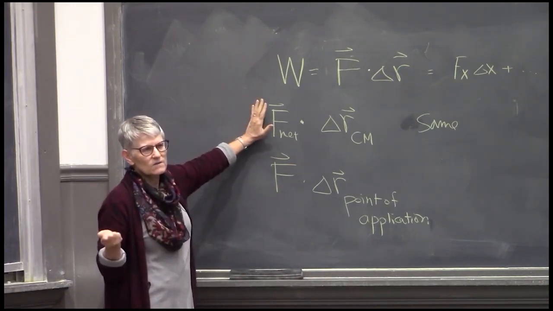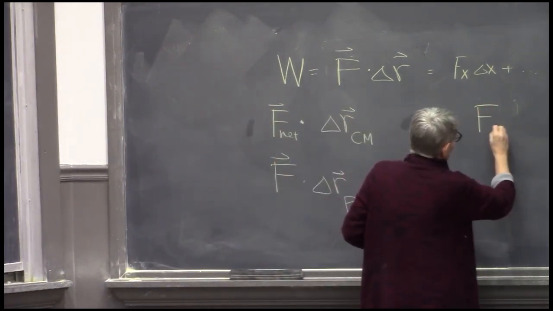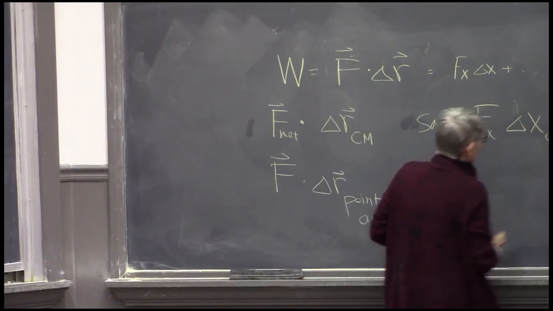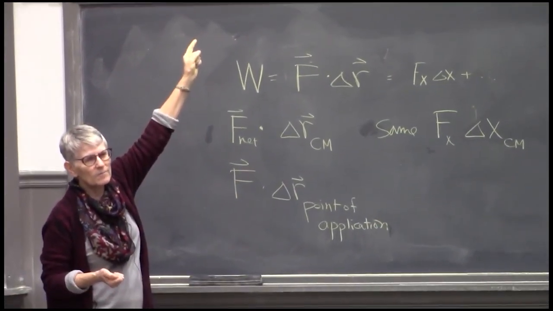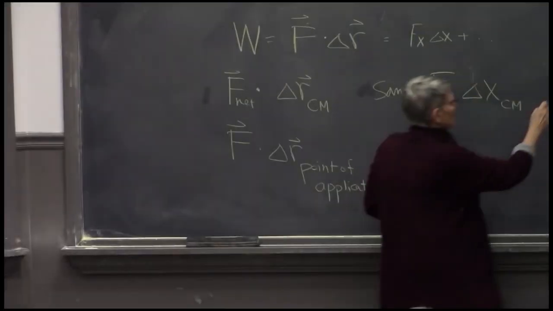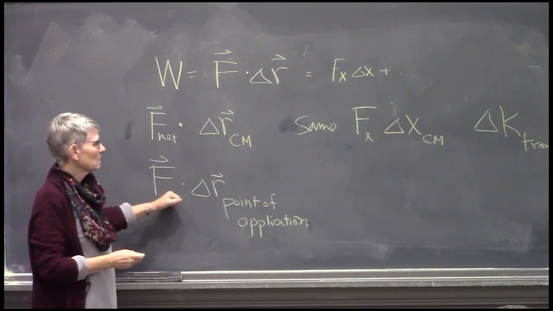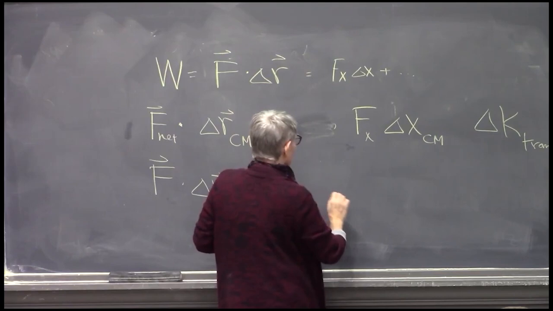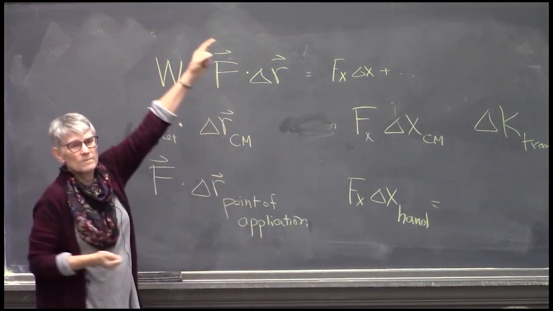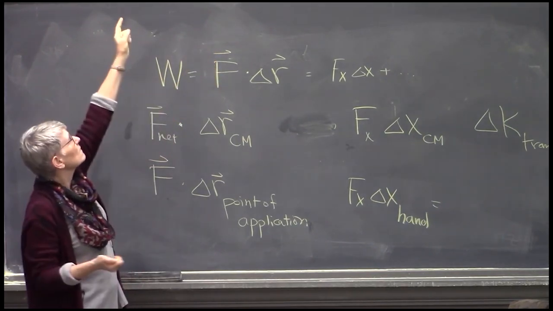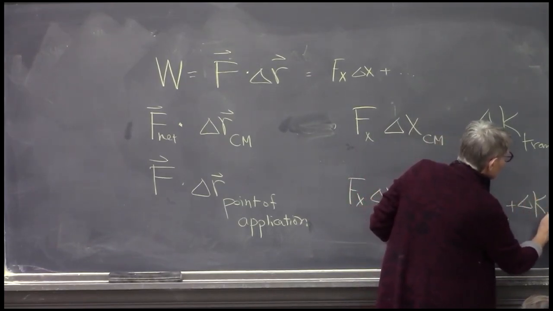If we calculate work as this force F times the distance the center of mass moved, F Δx, what are we going to get? That's going to be right for one of them, isn't it? It's going to be right for the bottom. So that must give us the change in translational kinetic energy. If we take F times delta x of the hand, that's a lot more work. That must be delta K translational plus delta K rotation.